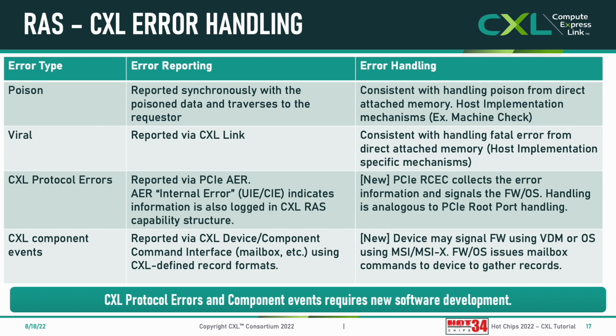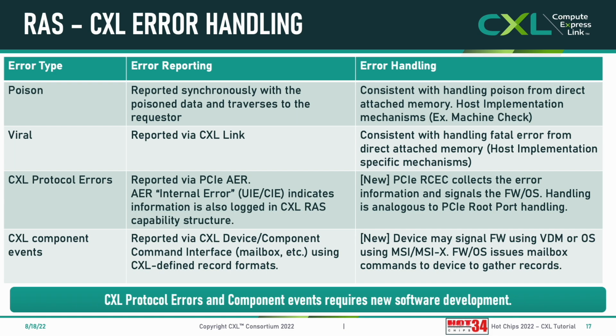Finally, it's the CXL component errors. These are errors that are detected on the CXL device and reported via the CXL device component command interface using an architected CXL defined record format. There are two mechanisms that are supported here, firmware first or OS first. Firmware first uses vendor defined messages for the CXL device to signal component errors to firmware. The OS first mechanism uses MSI or MSI-X to signal component errors to the OS. This requires firmware and OS software development to handle component level errors.